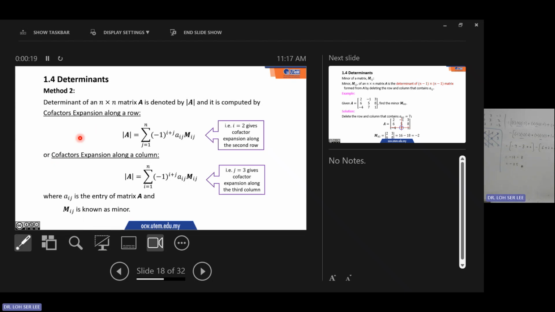Okay, so determinant of an n by n matrix A is denoted by this one. These 2 straight lines mean determinant of matrix A, and it is computed in 2 ways. You have 2 choices to compute a determinant by using this cofactor expansion. One is along a row, or another one along a column. Meaning that you can choose any row or any of the columns to carry out this computation of cofactor expansion. Any one will do. You will get the same answer no matter which one you choose.